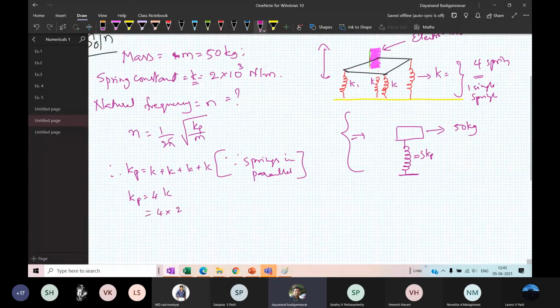4K means 4 times 2 into 10 to the power of 3. So Kp is equal to 8 into 10 to the power of 3 Newton per meter. So this is the resultant spring constant for the springs that I have taken.